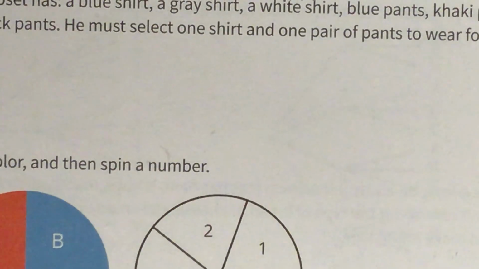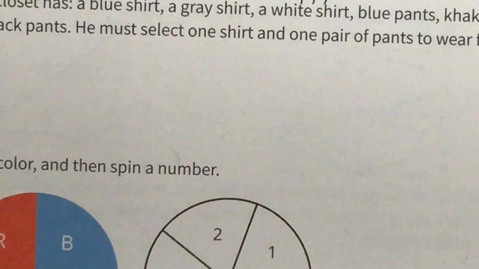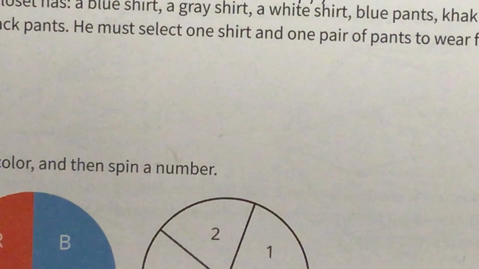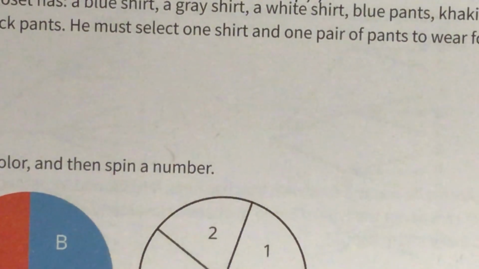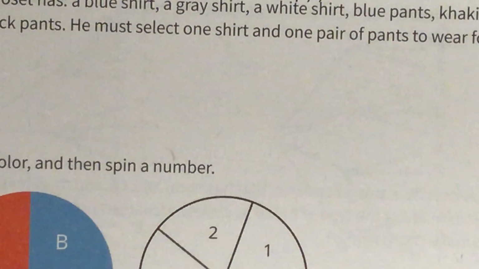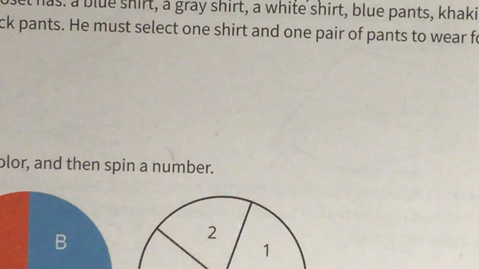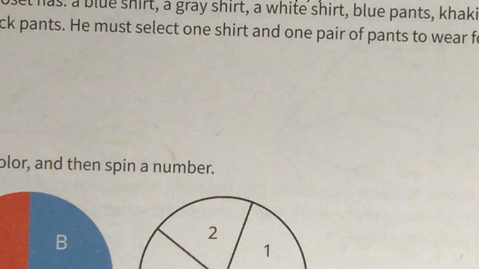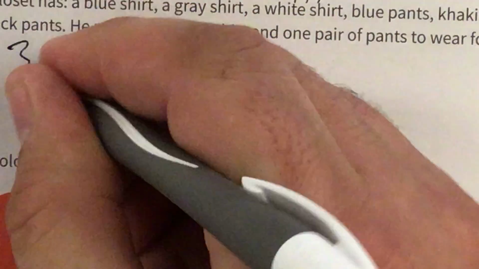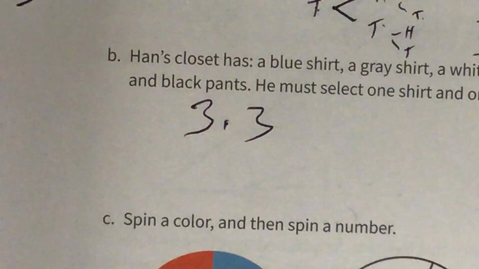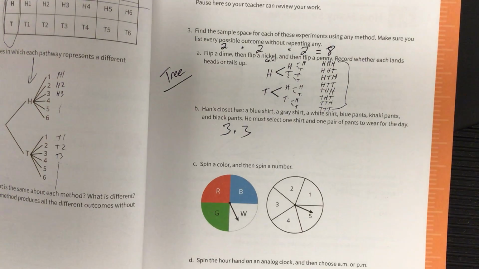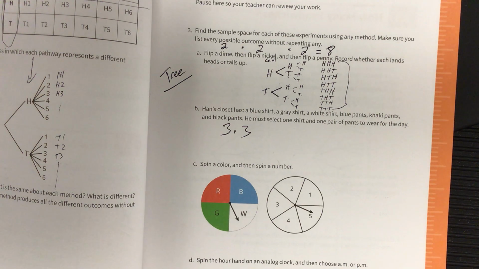All right, question B. This is kind of like the one I just introduced up here. Hans' closet has 3 shirts, 3 pants. Select 1 shirt and 1 pair of pants to wear for the day. So again, how many outcomes do I have? Well, how many shirts you got? 3. How many pants you got? 3. So as long as you can multiply, we should be able to answer the first part. 9 outcomes. Want to do a list or a table with this one? Table. All right, so this one we'll do a table.